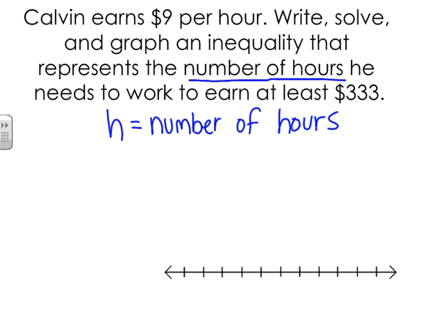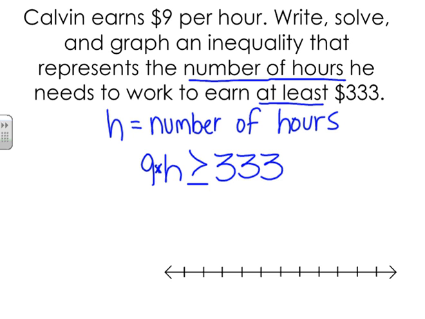Okay, if he makes $9 per hour, then we would multiply 9 times the number of hours, and that would tell us how much he would make. We need that to be at least $333. From before, at least means greater than or equal to. He could make more, he could make that exact amount, but he can't make less. So we have 9 times H is greater than or equal to $333. Okay, on each side we need to divide by 9.